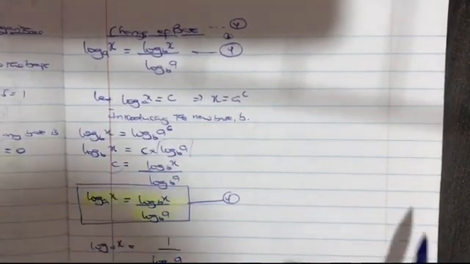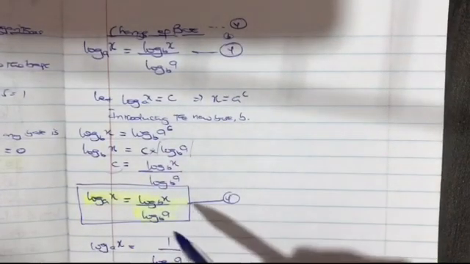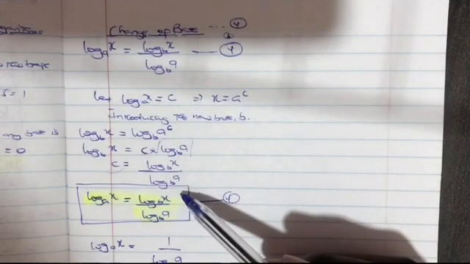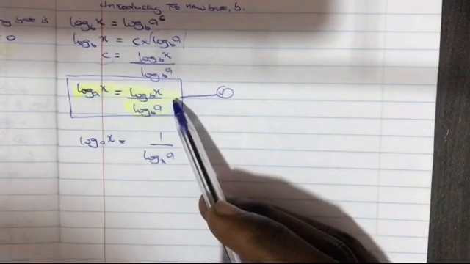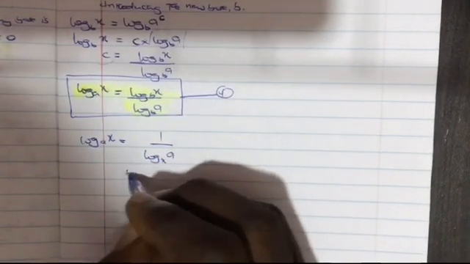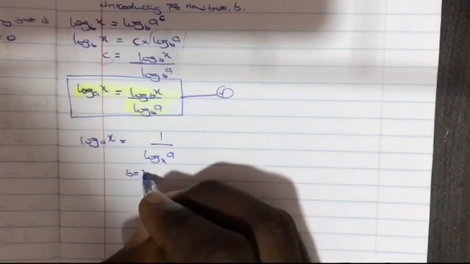Okay, it is the inverse form. How do we do that? Now let's assume that b is equal to x. Okay, so b is equal to x.